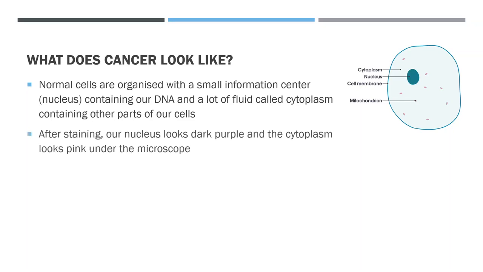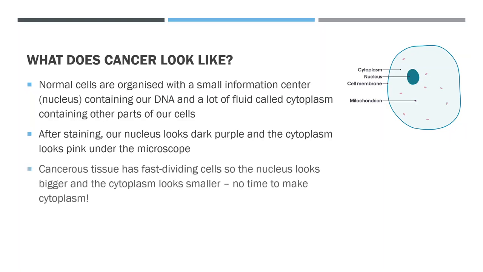To see these different parts of the cell, the pathologist stains the tissue on the microscope slide. After staining, the nucleus will look dark purple, and the cytoplasm will look pink under the microscope. Cancerous tissue has fast-dividing cells, so the nucleus looks bigger and the cytoplasm looks smaller. This is because there is no time to make cytoplasm.